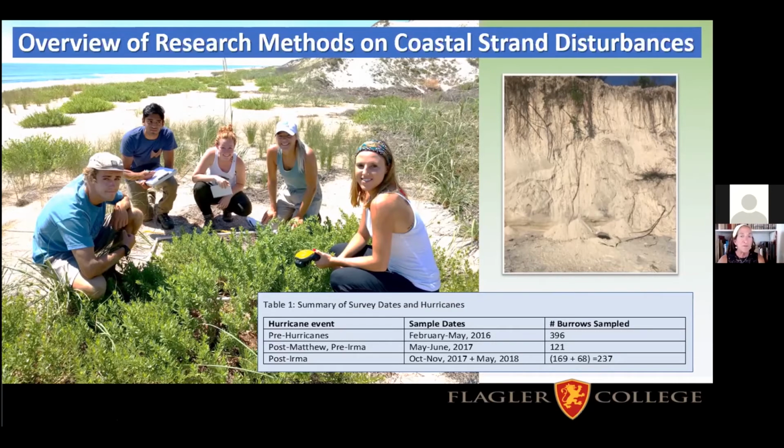All right, so in terms of our methods, we had baseline data. In other words, pre-hurricane data. We had 396 burrows that we sampled. We began sampling the burrows after the hurricanes. As I said, we were interrupted. And we collected that post-hurricane data. We completed it and compared it with the pre-hurricane data.